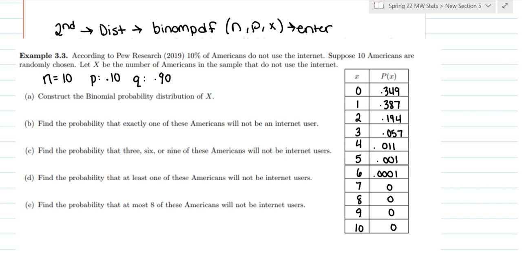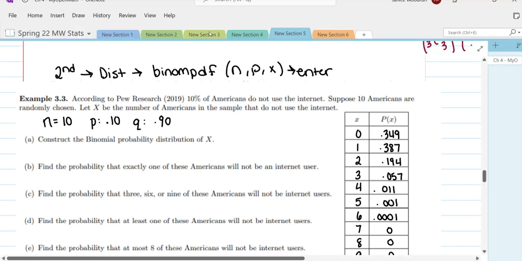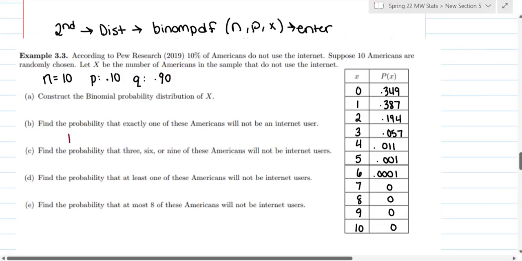So B, find the probability that exactly one of these Americans will not be an internet user. So this is going to be P(X equals 1). Because remember, the success is that they're not an internet user, because that's what we're looking at here. So that's just this right here, this 0.387.